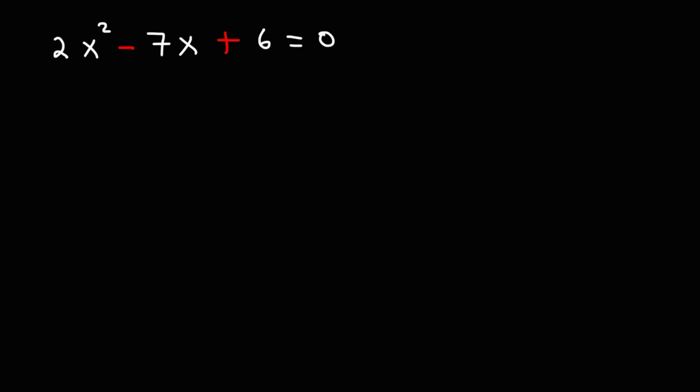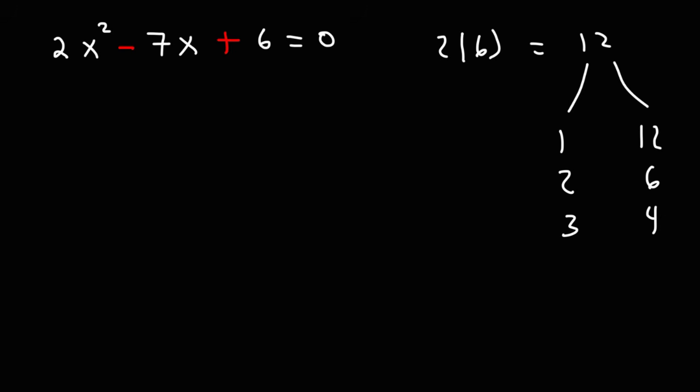Well, to do that, what you need to do is multiply the leading coefficient by the constant term. 2 times 6 is equal to 12. Next, you need to find two numbers that multiply to 12 but add to the middle coefficient, negative 7. So let's write down the factors of 12. It's 1 and 12, 2 and 6, 3 and 4.